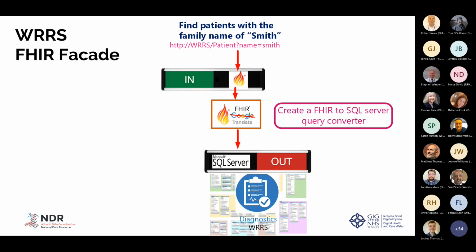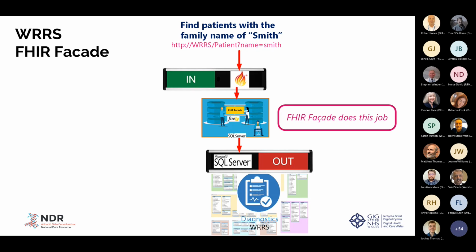So when you ask that question of the facade, you send that HTTP message with patient name Smith in. The facade picks it up, and it's like a duck with its legs swimming underwater, I suppose. It takes that FHIR query and turns it into a SQL query that the WERS system will understand. So it's basically a middleman. It will take incoming FHIR messages, pass them to WERS, and when WERS passes that stuff back as SQL to the facade, the facade will return that information as FHIR. That's a FHIR facade.